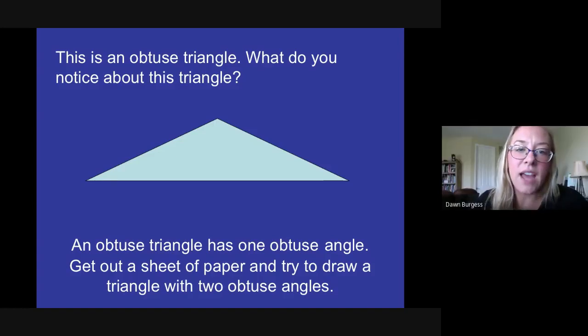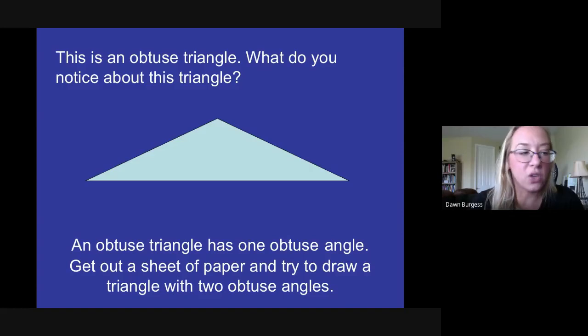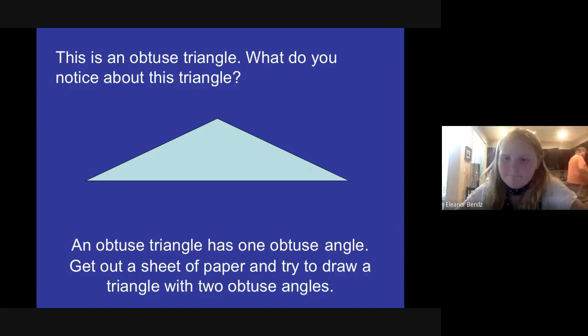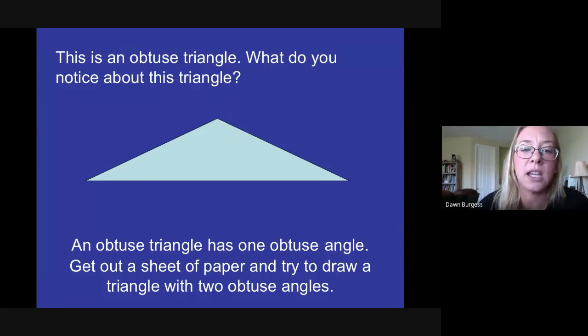So for instance, if that top angle up there, say that was 120 degrees, right? And I told you that triangles are 180 degrees. How many degrees would I have left over after that obtuse angle takes up 120 of the degrees?